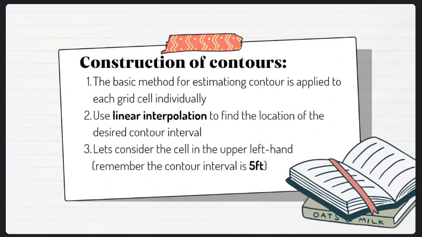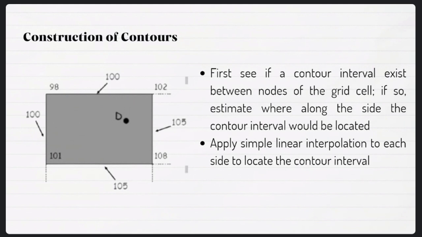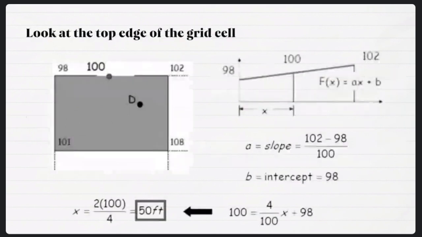Let's consider the cell in the upper left and remember the contour interval is 5 feet. So first, see if a contour interval exists between the nodes of the grid cell. The nodes are the corner points of each cell. If so, estimate where along the side the contour interval would be located. So if there is a contour interval present between the nodes along the edge of the cell, we use simple linear interpolation to each side to locate the contour interval.